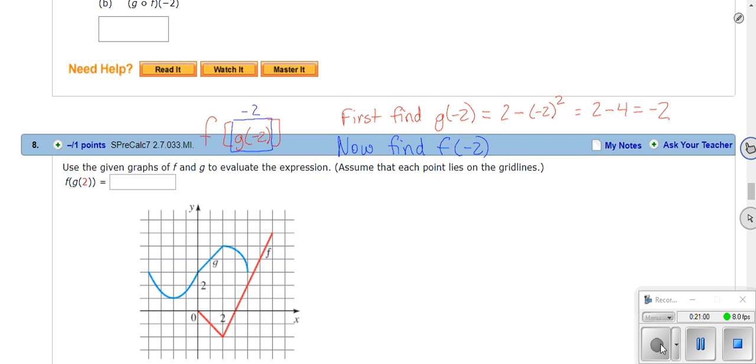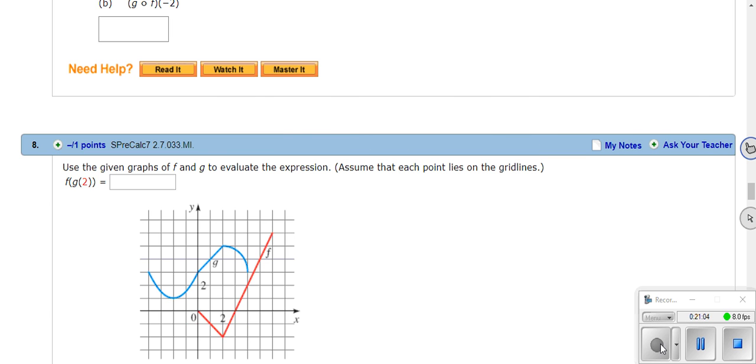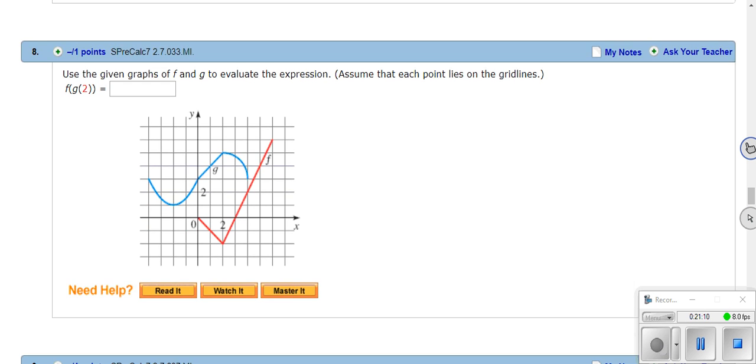Okay, I guess I need to erase this. These next couple here: use the given graphs of f and g to evaluate the expression f of g of 2. Do it just like we did the ones above. Start with g of 2, okay? Oh gosh, these are kind of hard to read. g is the blue line, okay?